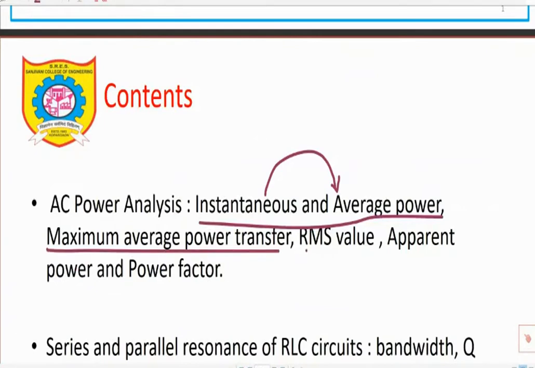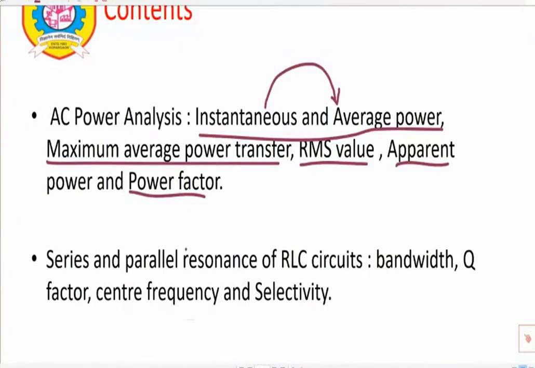Then next is root mean square value. Then next apparent power and power factor. Then we will start with the resonance. Resonance is one particular condition that occurs in series RLC circuit and parallel RLC circuit. Then we will see the bandwidth, quality factor, center frequency and importance of the selectivity.